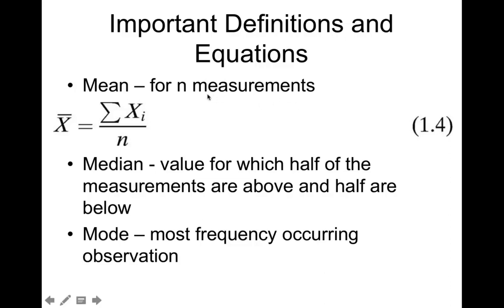So if we have a set of n measurements that we take, then our mean is just defined as the sum of all the measurements divided by n. The median is the value for which half of the measurements are above and half are below the mean. And the mode is the most frequently occurring observation.